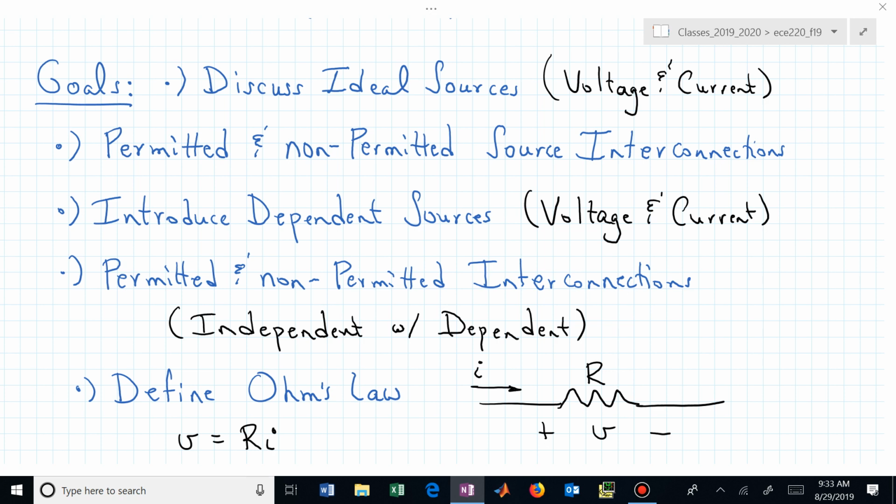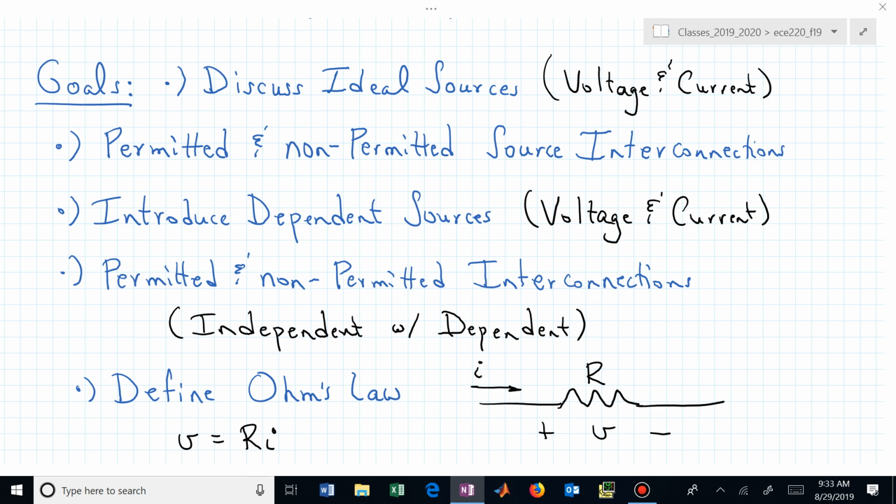Then we'll talk about dependent sources, meaning we can have current supplies and voltage supplies that actually depend on different variables in our circuit. And these might arise in this class in operational amplifiers in Chapter 5. That's a way of giving you an example of a dependent source.